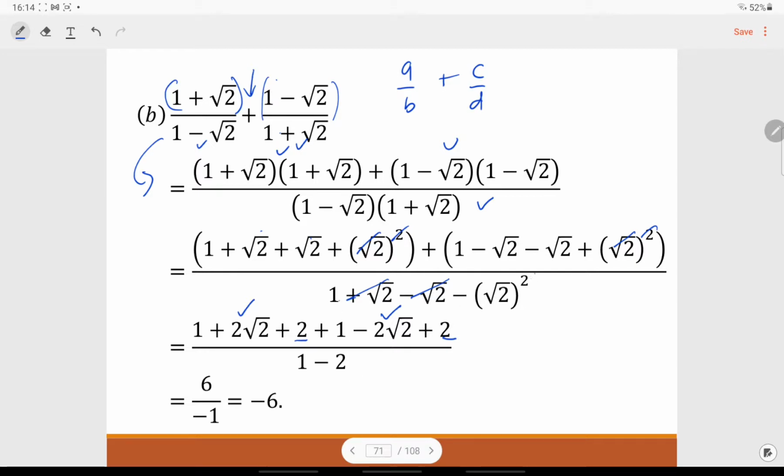Okay, so this one can cancel out, so that way we have 2. Now we can simplify, we can add all the numbers together, 1 plus 2 plus 1 plus 2, we have 6. So this one can cancel out, we have plus, we have minus, so equal to 0. So the remaining value is 6 over negative 1, which is equal to negative 6.